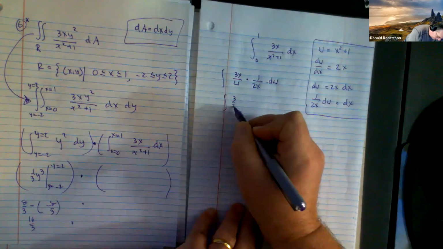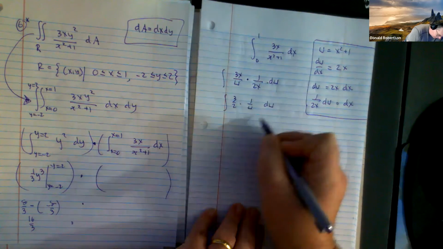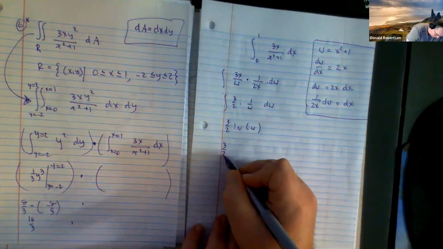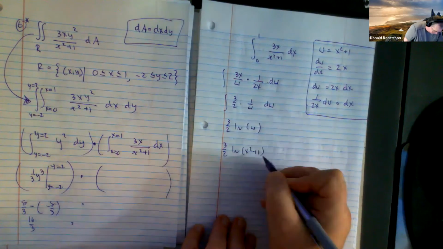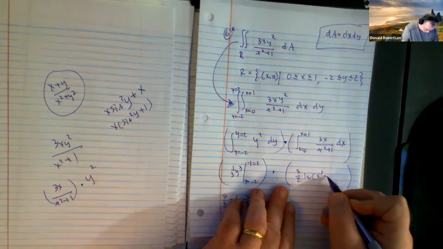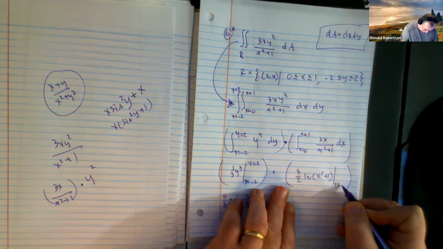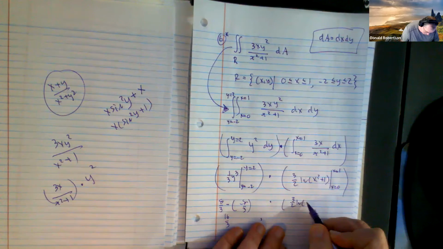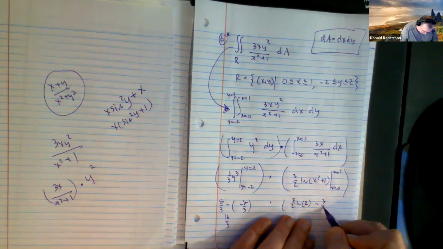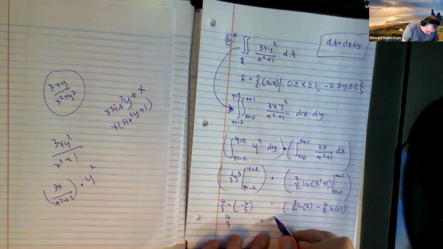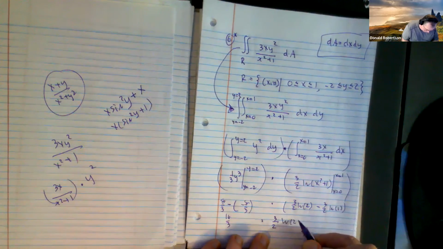That becomes 3/2 1 over u. That becomes 3/2 the natural log of u, which we then return to the x's. And now we have it. This fella is 3 over 2, the natural log of x squared plus 1, evaluated at 0 and at 1. So that'll get us 3 over 2, the natural log of 2. Take away 3 over 2, the natural log of 1. That's 0. So all you get is this guy. So we now have 3 over 2, natural log of 2.